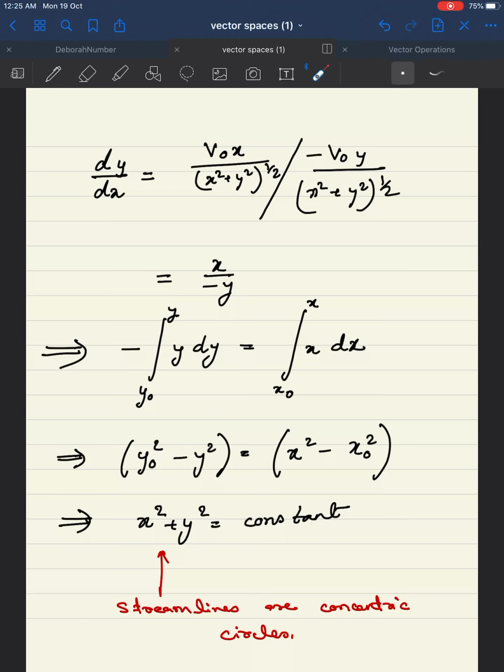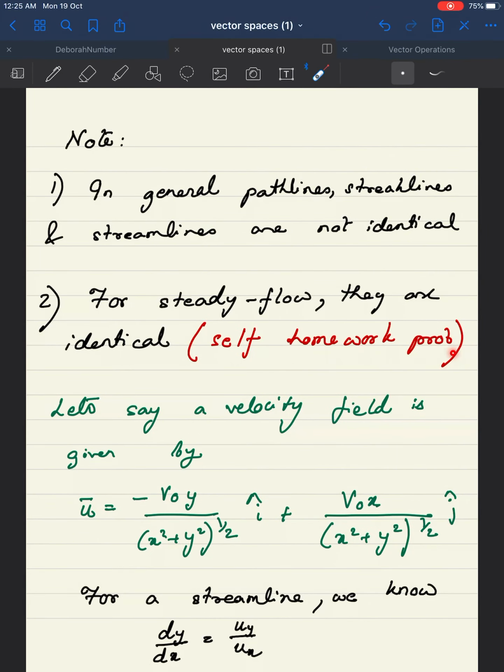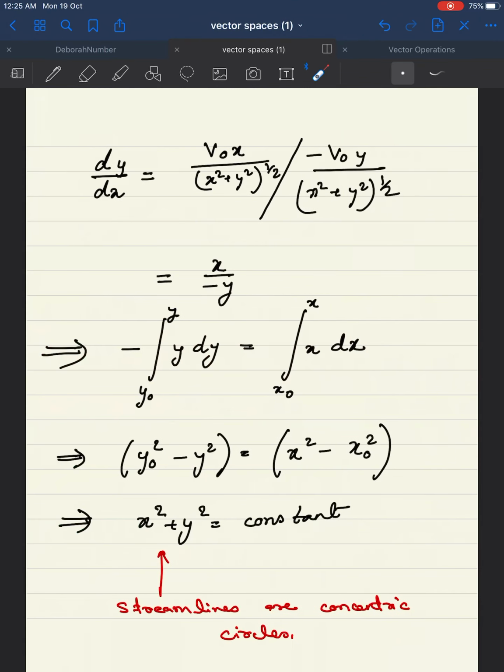Since the flow is steady, we already know, I've already asked you to do this as a self homework problem, since the flow is steady, the streamlines and path lines are identical, but I'd again encourage you to verify that on your own by solving the other equations. That's just good practice. Okay, good. So I think we have understood a very important issue about flow visualization.